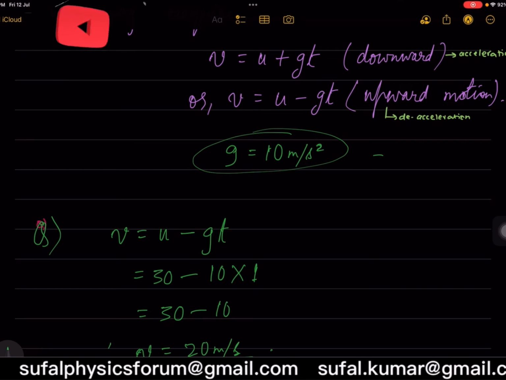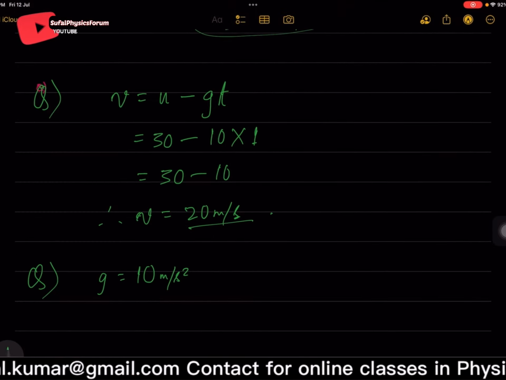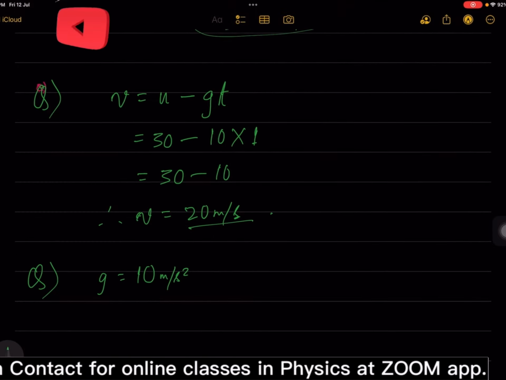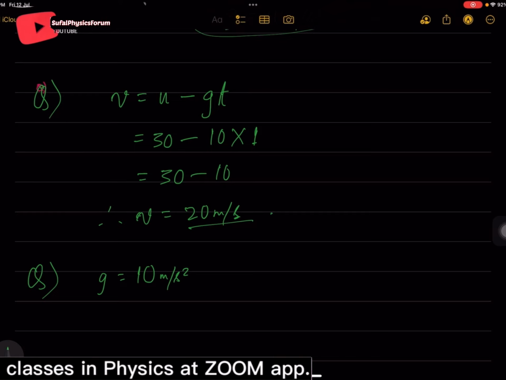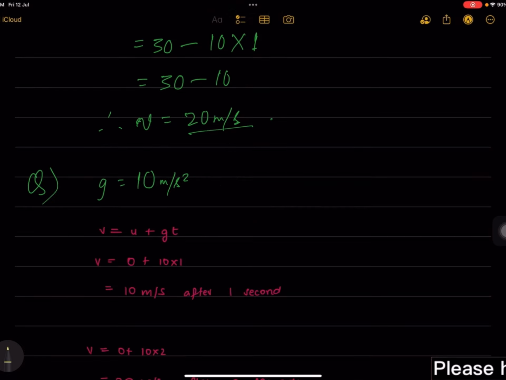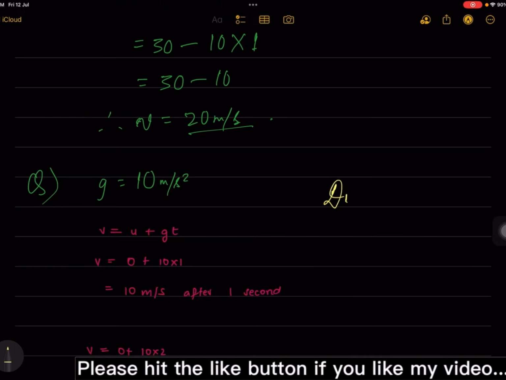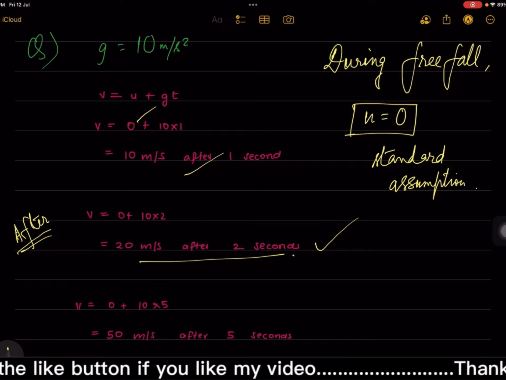This question is about the three. Assume g is equal to 10 and that there is no air resistance. Stone is dropped from rest. What is its speed after 1 second, after 2 seconds, after 5 seconds? Because during free fall, I must mention. So rightly you took. Correct.